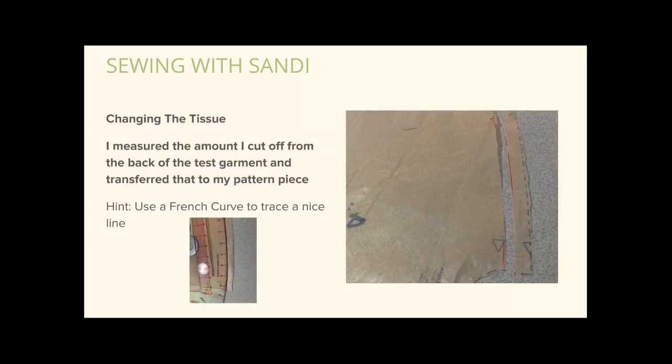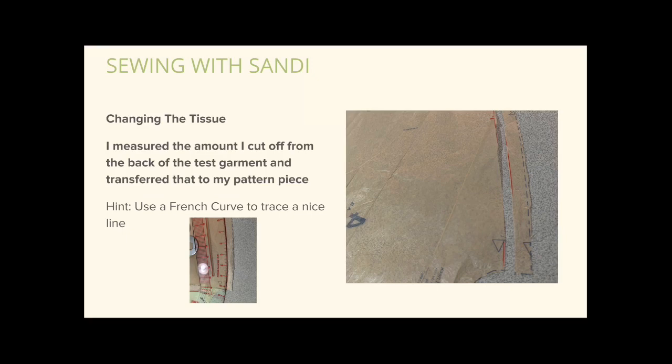All right, now I'm going to change the tissue. I'm going to transfer those changes from my test garment to my tissue. And basically the only change that I made was to take 1.5 inches off the back shoulder seam. So I took my French curve, you can see on the left, and I leveled it up against the edge of the initial garment to get the right curve, because this is a grown-on sleeve, so there is some curve in that sleeve. And then I dropped it down 1.5 inches, made a mark, and cut that extra fabric off because I don't need it.